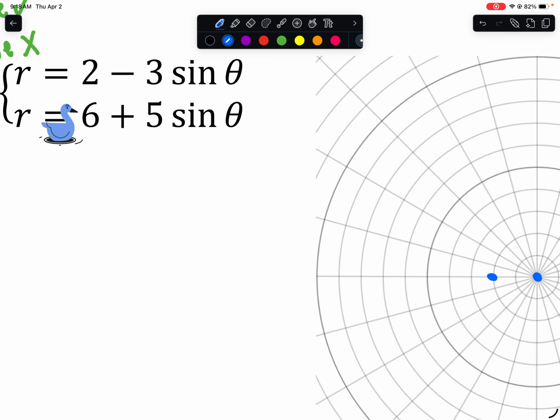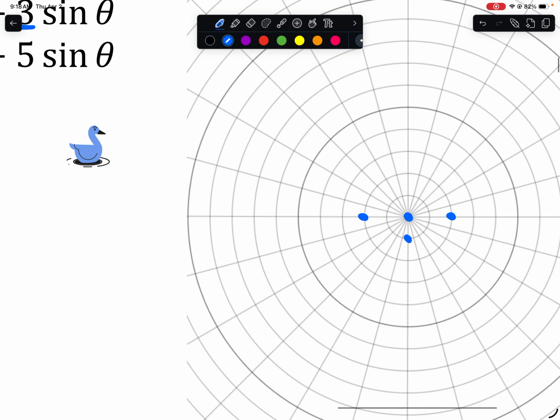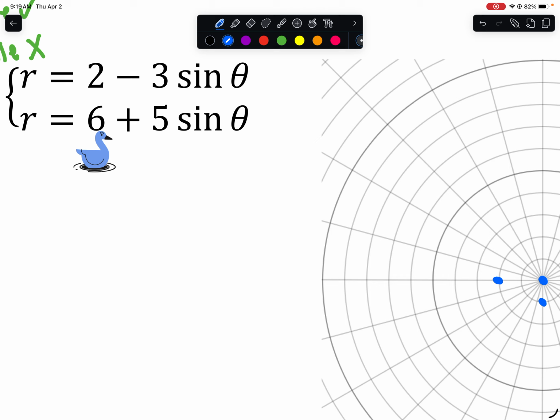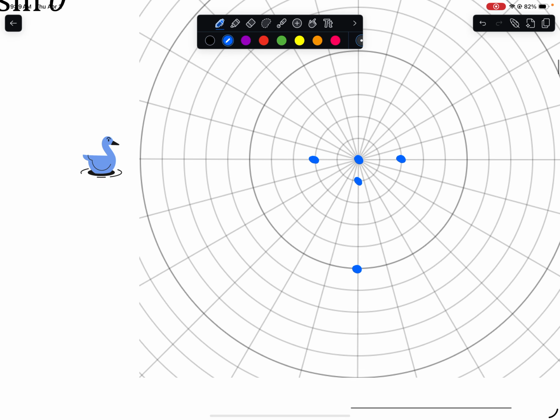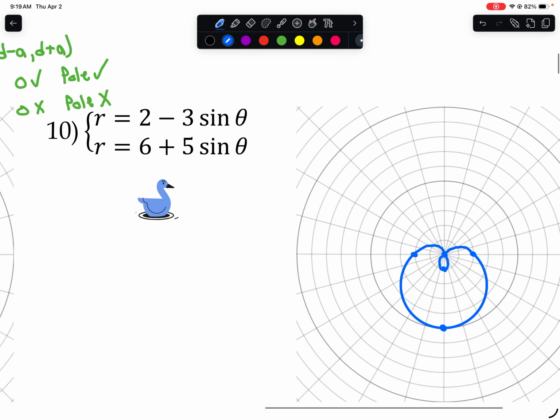And then to find the length of the inner loop, I'm going to do the absolute value of 2 minus the absolute value of 3, and then take the absolute value of that, which is going to be 1. And to find the length of the outer loop, it's going to be 2 plus 3, then the absolute value of that, which is going to be 5. So start with my circle. Extend. Then get rid of. Ta-da. Close enough. Okay, so there's my Limaçon with the inner loop.